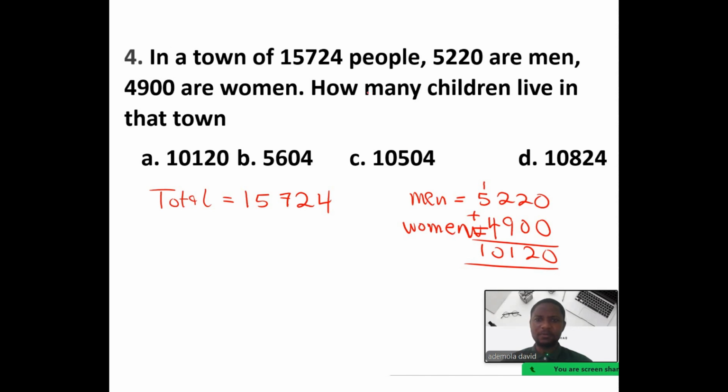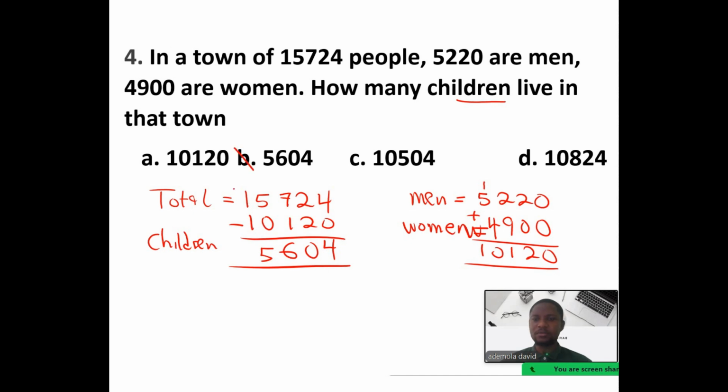And you're looking for how many children. So to find the number of children, you just have to take the total of men and women from the total. And that is 10,120. Take it away. Whatever you have is for the children. So you have 4, 0, 6, and 5. So the answer to this question is option B.